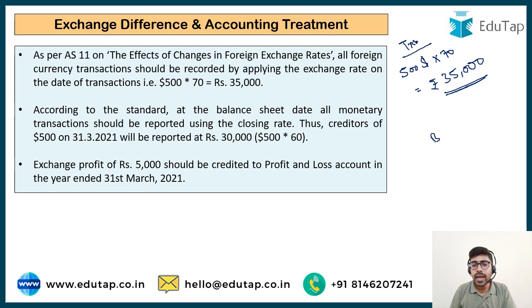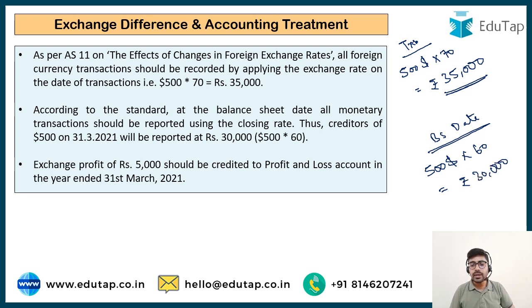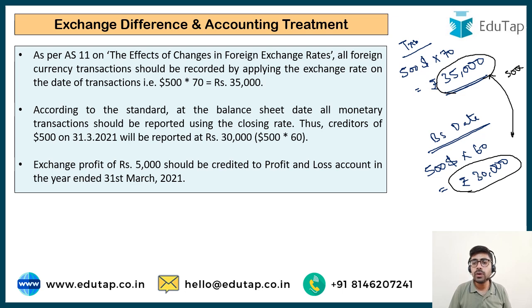Now at the balance sheet date, the exchange rate has changed. Now the exchange rate is $1 is equal to rupees 60. So now this is going to be $500 into 60, rupees 30,000. I am going to report the creditors at rupees 30,000. Initially I reported at 35,000, now I am reporting at 30,000. There is a difference of rupees 5,000. How do I record it?